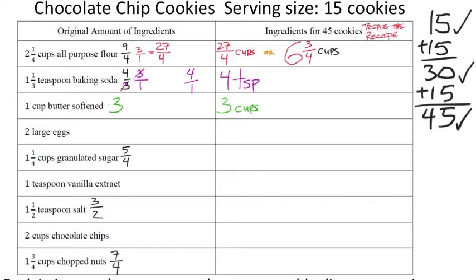What about 2 large eggs? Well, we're going to triple that as well. So 3 groups of those 2 eggs, 3 times 2, 6. 6 eggs.